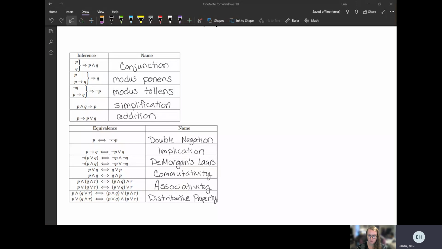All right, so I wanted to make a few hopefully quick videos to talk about these inference and equivalence rules a little bit more, because I think there's a lot of confusion associated with these.